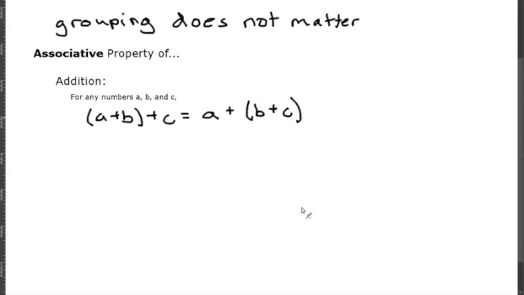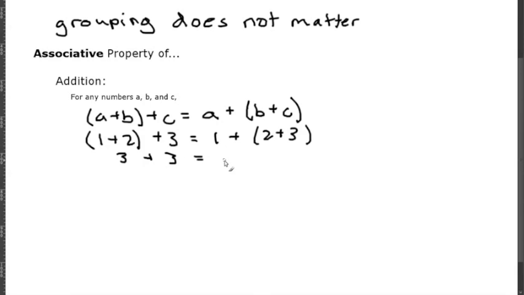Now we know from PEMDAS, or the order of operations, that you do what's inside the parentheses first. So let's say that (1 + 2) + 3 is the same thing as 1 + (2 + 3). That will be our example. So 1 + 2 we know is 3, and 3 + 3 equals 1 + (2 + 3), which would be 5. 3 + 3 is 6, 1 + 5 is 6, and we know that 6 equals 6. So the grouping of the addends in this case does not change the sum.